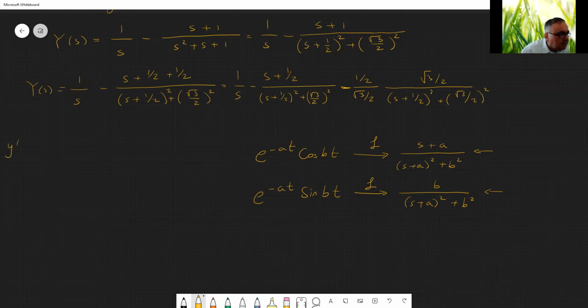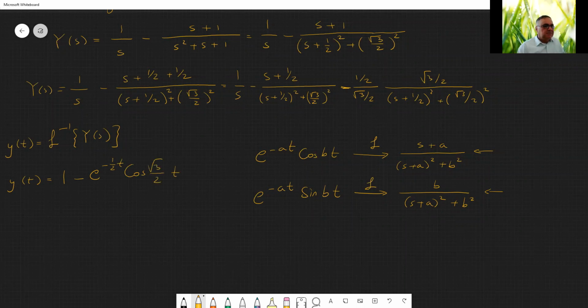Okay. y(t) is the inverse transform of Y(s). Now we have 1 over s, whose back transform is 1, minus something with s plus 1/2 in it. This is exactly this form, so it is e to the minus 1/2 t cosine of root 3 over 2 t, right?